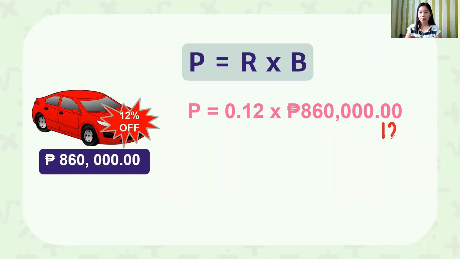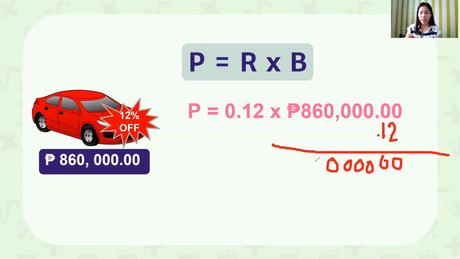860,000 times 12. Again, we multiply decimal numbers the same way we multiply whole numbers. 2 times 0 is 0. 2 times 0 is 0. And then 0, 0, 0, 0. 2 times 6 is 12. 2 times 8 is 16 plus 1, 17. Let us proceed to the next number, which is 1. 1 times 0 is 0, and then 0, 0, 0. And then one more 0. 1 times 6 is 6. And then 1 times 8 is 8.